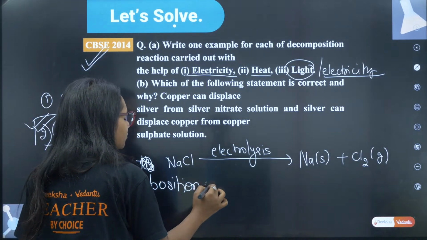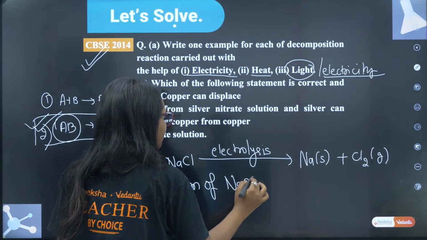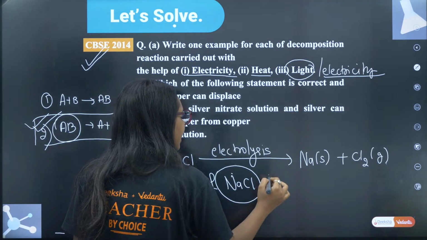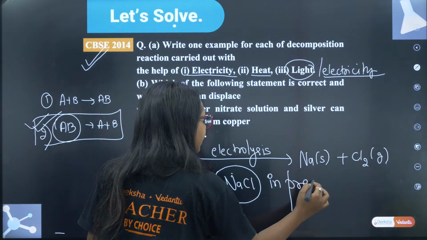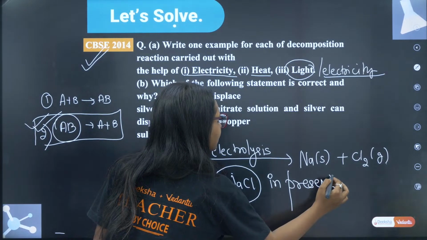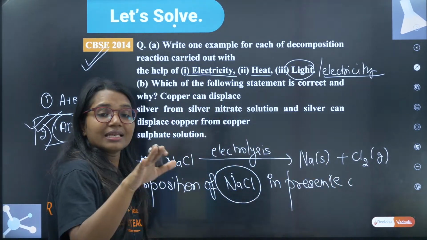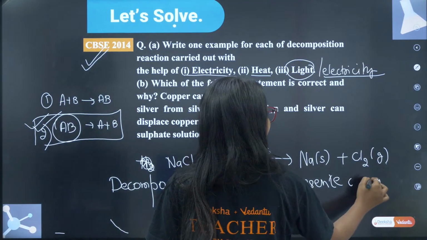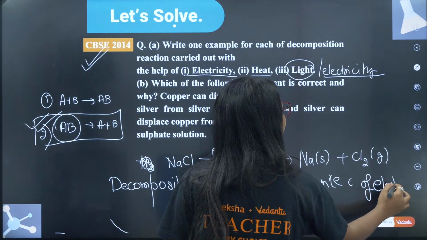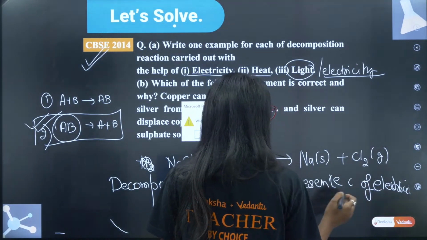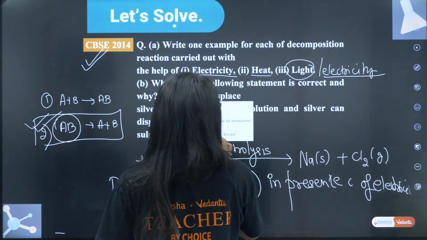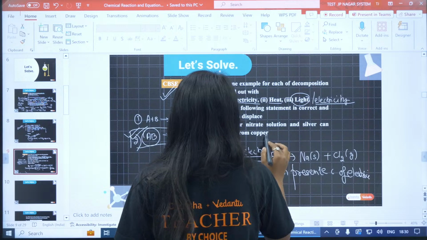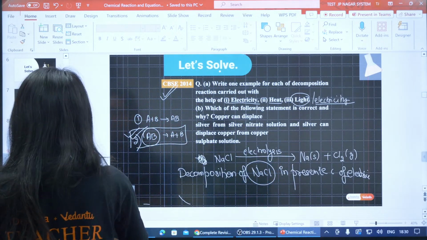Decomposition of NaCl. Decomposition in presence of electricity. When you pass electricity through NaCl solution, you will get sodium solid and chlorine gas. This phase is very important.